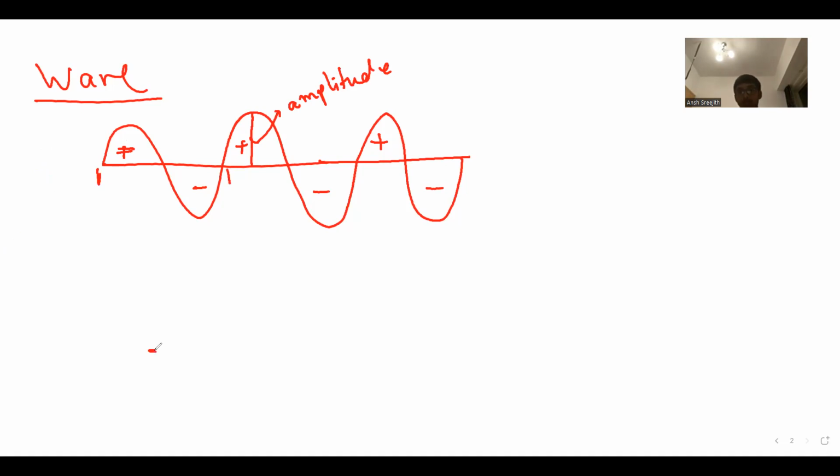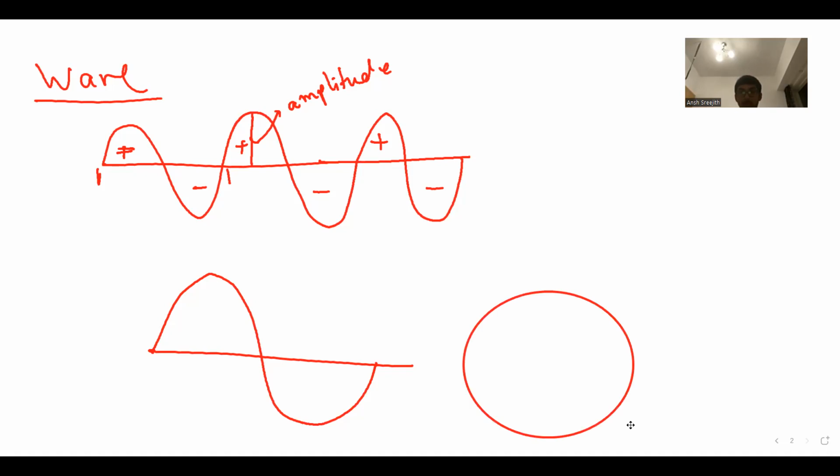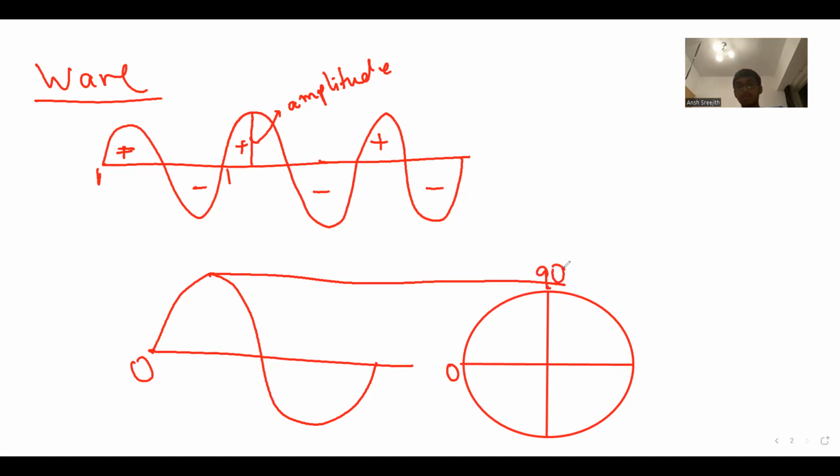See, if I am making one wave, here I am making one circle to make a comparison. Suppose here we are starting at 0. So the height will go up till where? Up till 90 degrees. This height of the wave is known as what? Your amplitude.